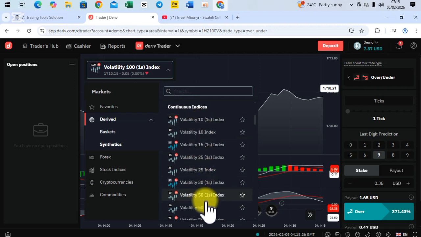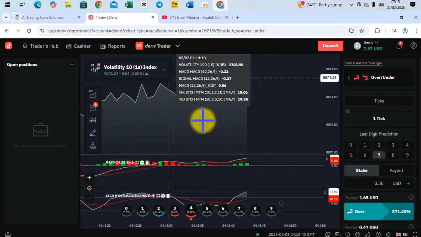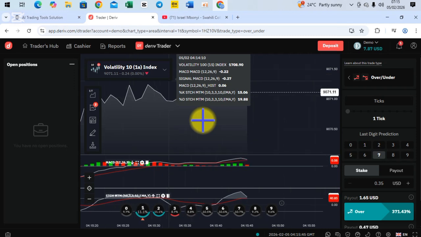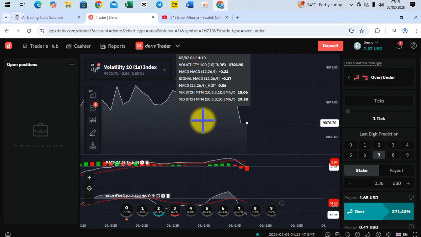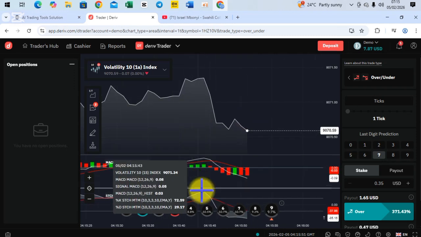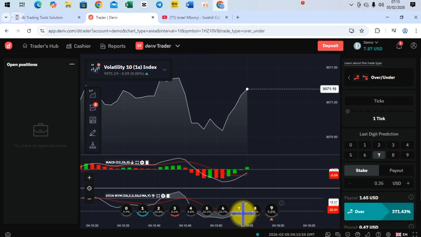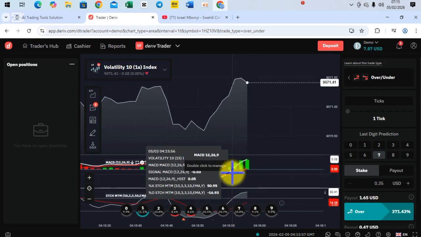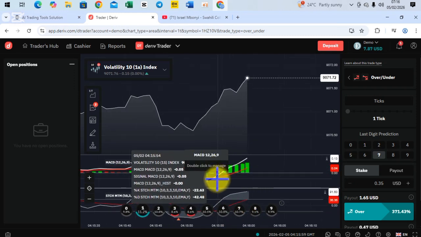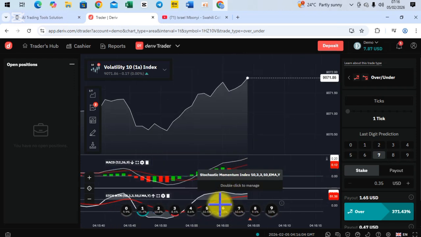Let's begin with this volatility 10 1S. Okay, you can see volatility 10 1S, both the green and the red bar are below 7, right? So as we said, you can see this is now, this was supposed to be an entry, but of course it was a bit late. There was even a crossover, so I'll wait for another opportunity.